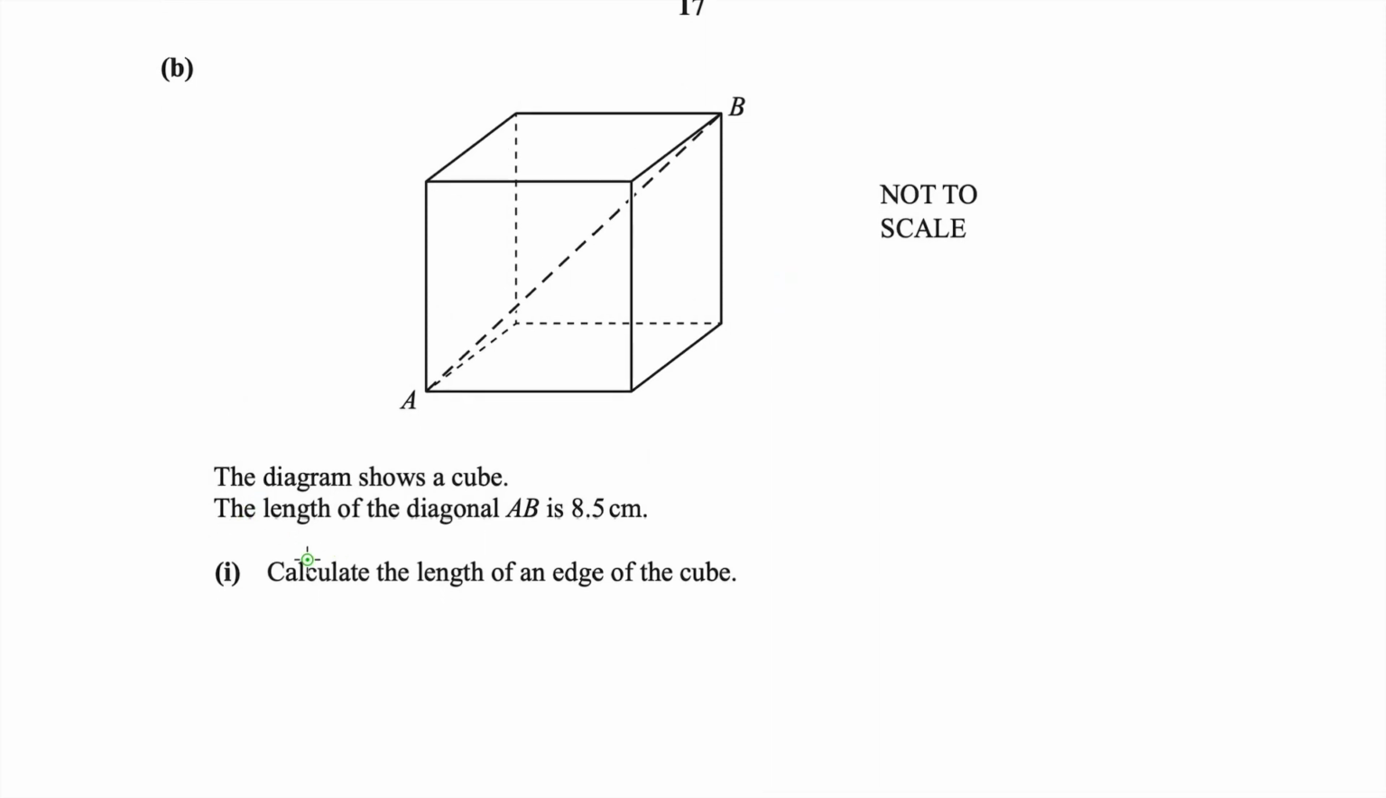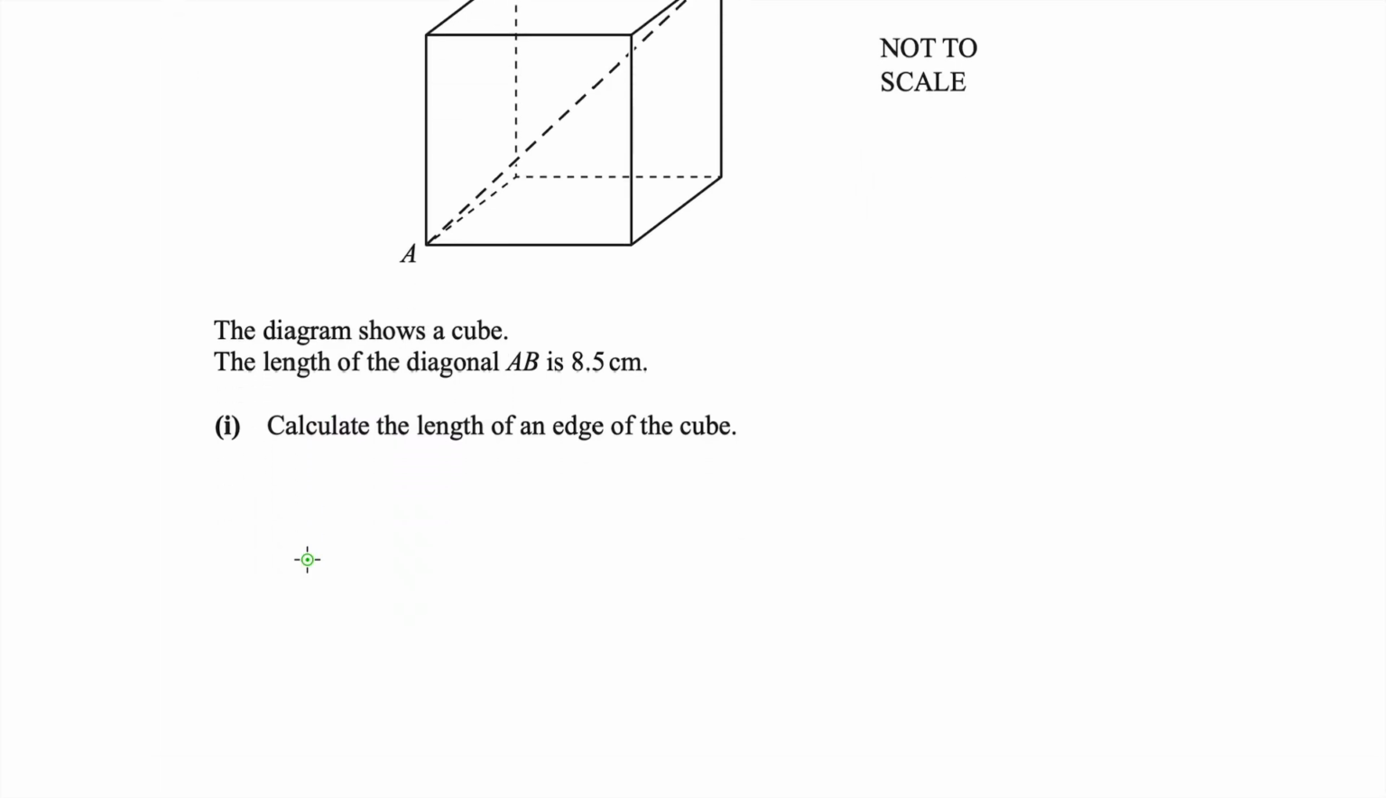The diagram shows a cube. The length of the diagonal AB is 8.5 centimeters. Calculate the length of an edge of the cube. Okay, so what do we know?